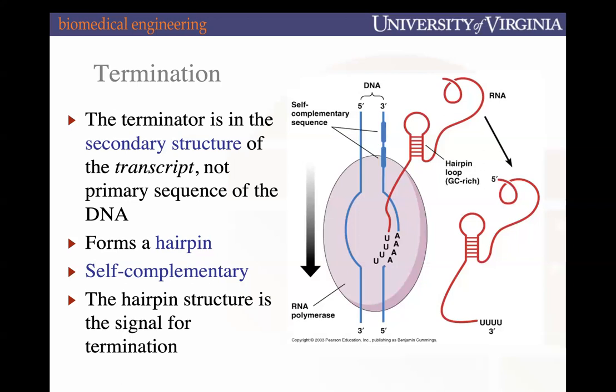Correct. It's encoded in the terminator sequence of the DNA, but what ends up happening is the hairpin is the mRNA itself, where it's complementary and loops back on itself because of what's encoded in the terminator in the DNA.